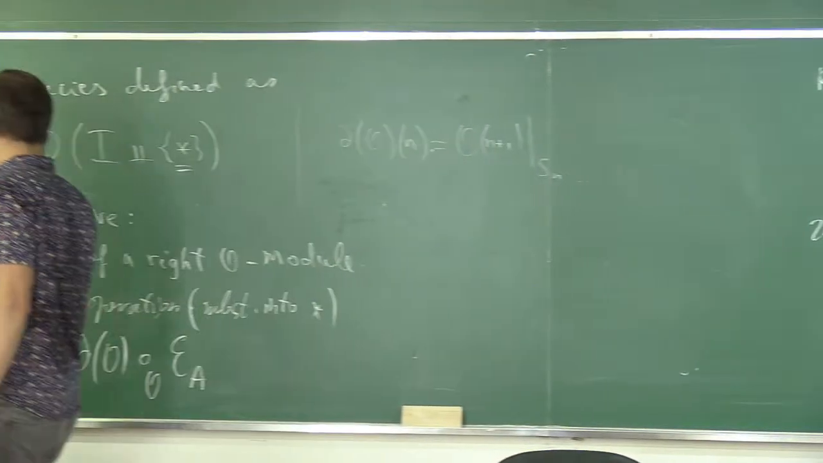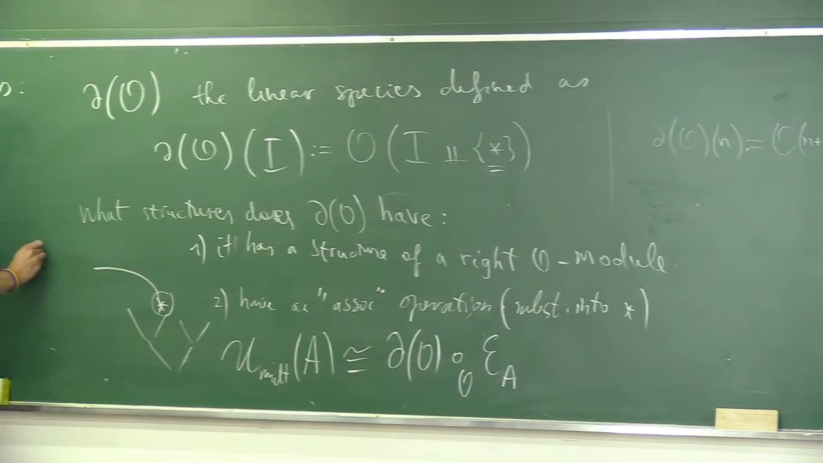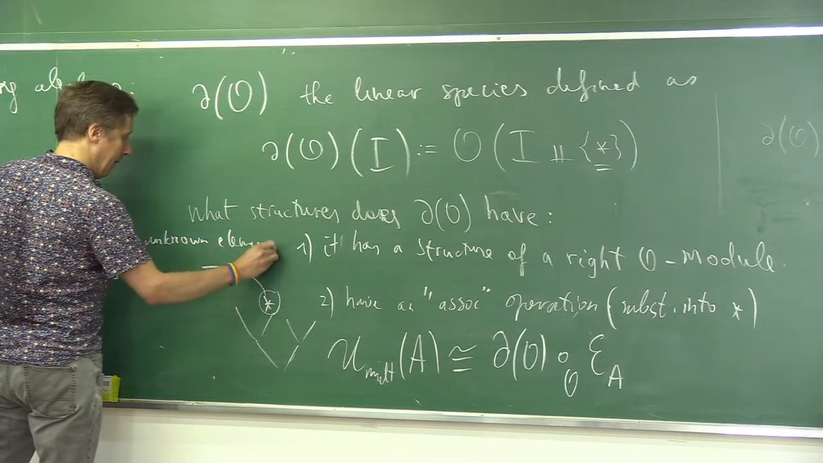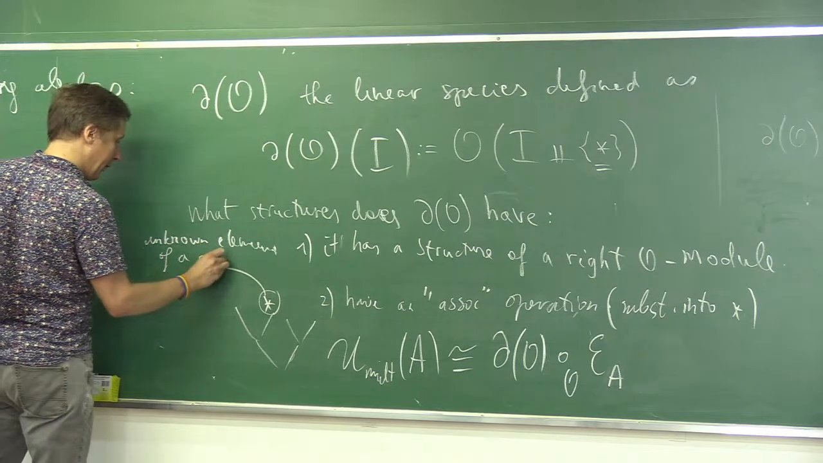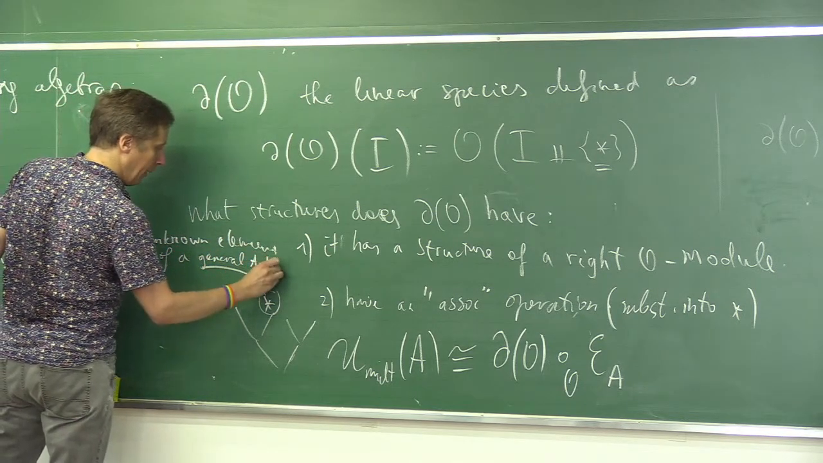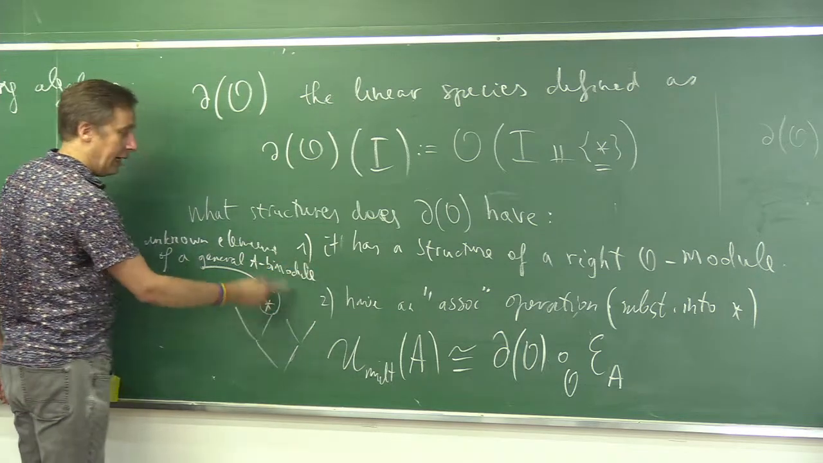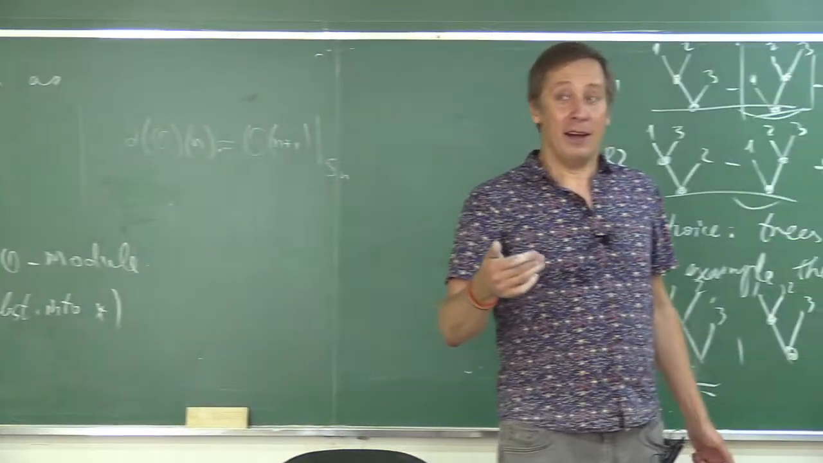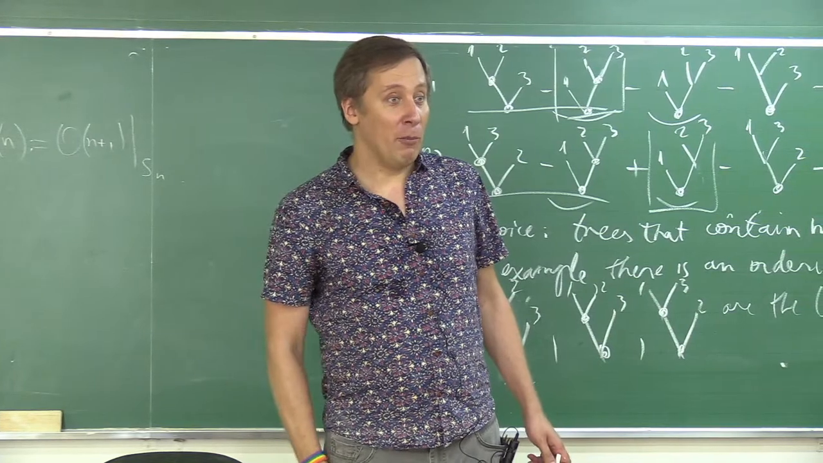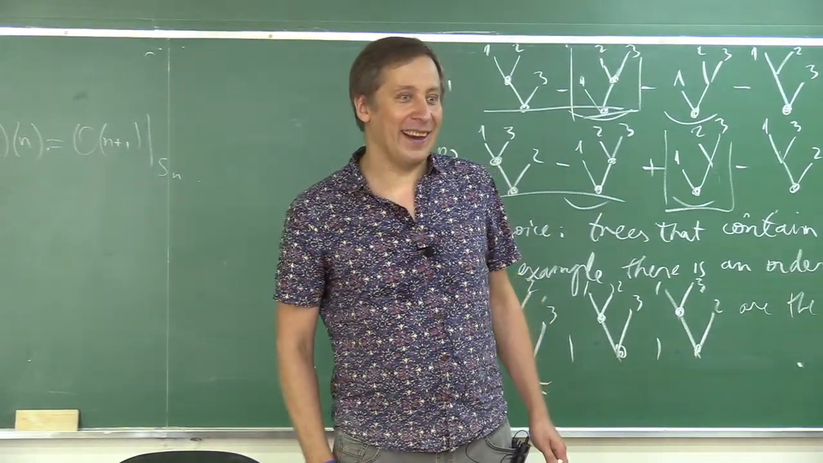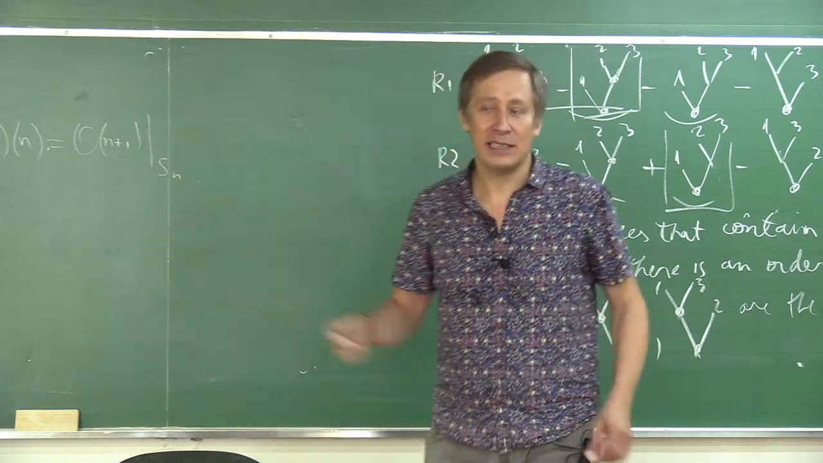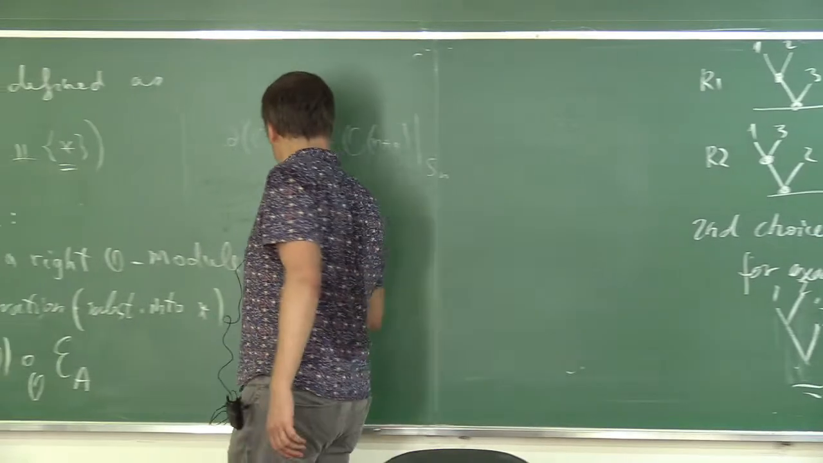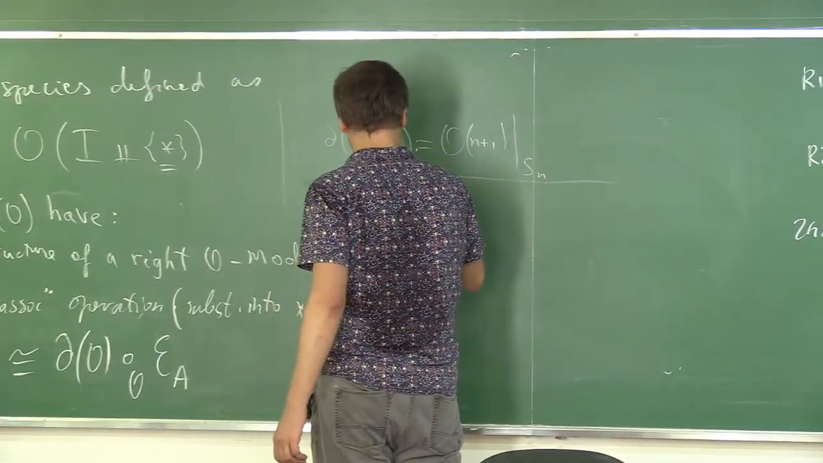So as long as you think of star as this unknown element of a general A bimodule, then of course, every tree that contains one star is precisely what is obtained by applying to this element of a bimodule many different operations R_A and L_A. So somehow this is the formalization of this story. Now, conclusion.